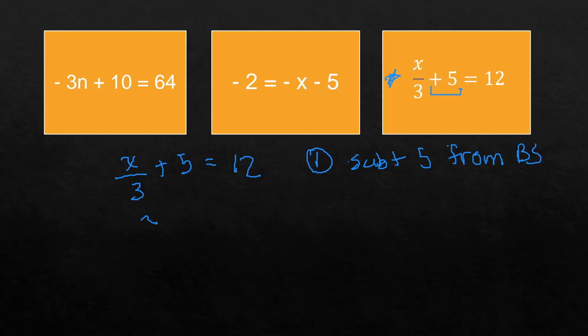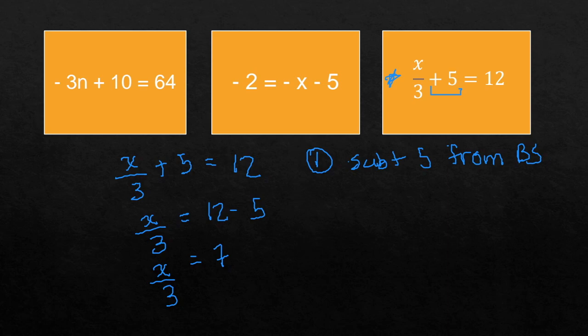I'm not going to write that out on this line. I'm just going to write the negative 5 over here, just because we know that it cancels out. You can write that step every time if you'd like, but you don't have to. Okay, so 12 take away 5 is going to give us 7.